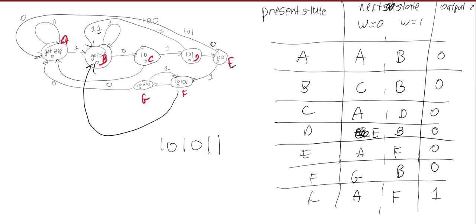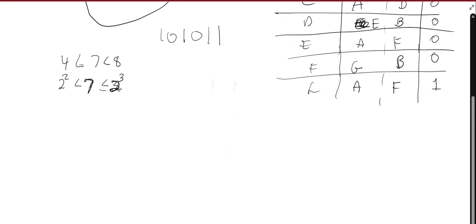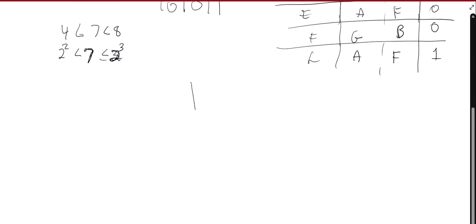Okay, so now my next job is to decide how I want to assign these states. I have 7 states, so 7 is less than 8, but it's greater than 4. And this is 2 squared, and this is 2 to the 3rd. Since 7 is greater than 4, I need 3 flip-flops. Since it's less than or equal to 8, I don't need more than 3. So I need 3 flip-flops, which means 3 variables. So I now can assign these.